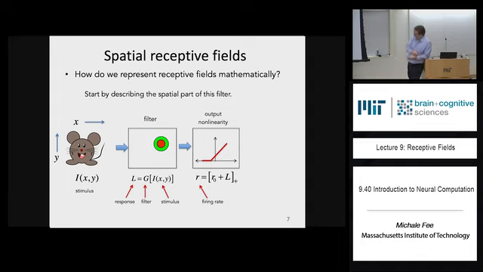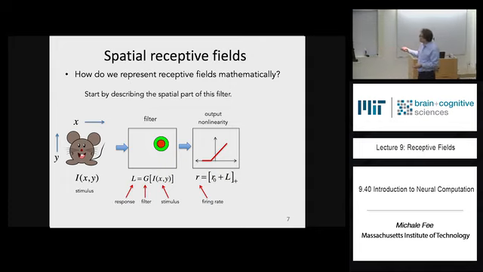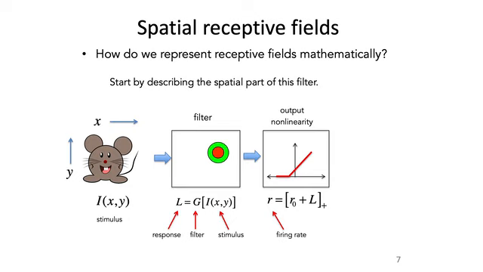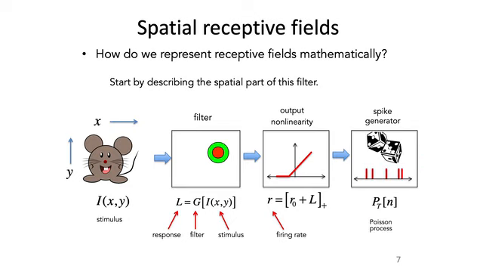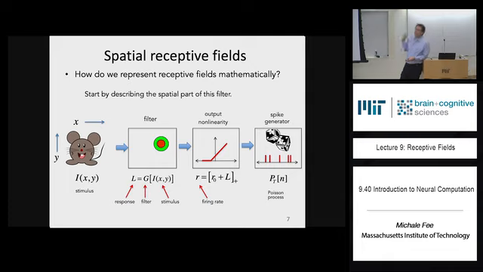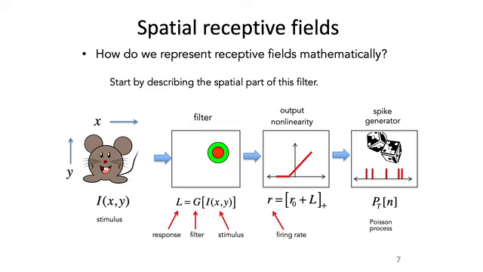Okay. And then, once you have this firing rate of the neuron, what is it that actually determines whether the neuron will spike? So in most models like this, there is a probabilistic spike generator that is a function of the rate output of this nonlinear output.